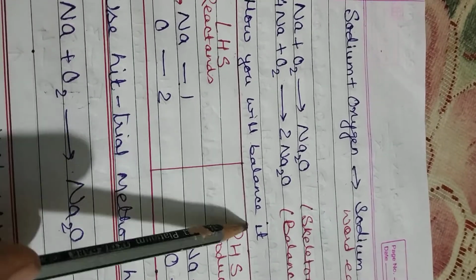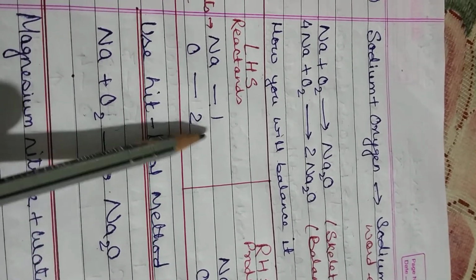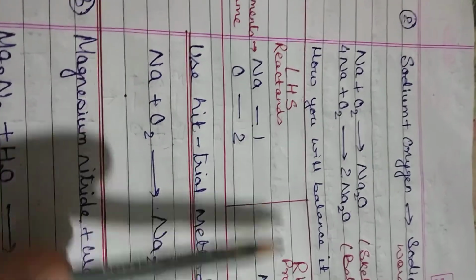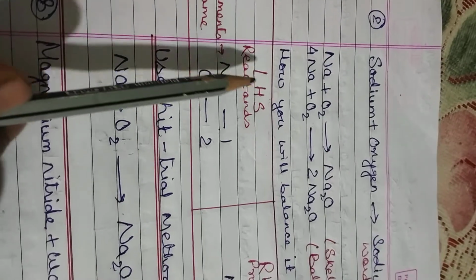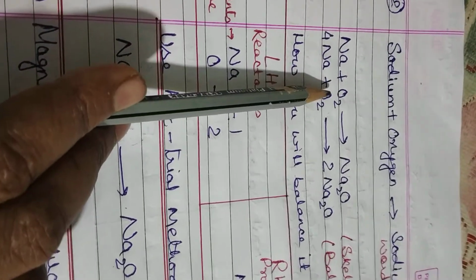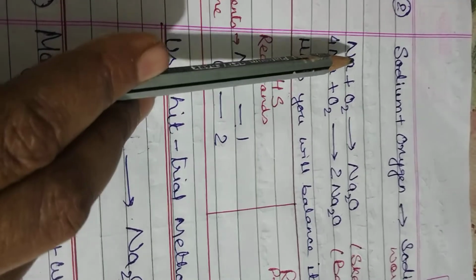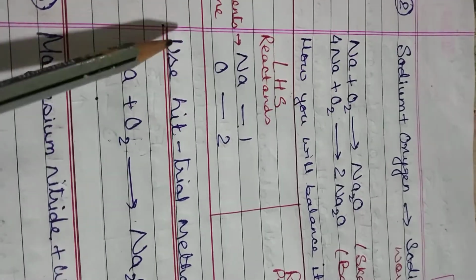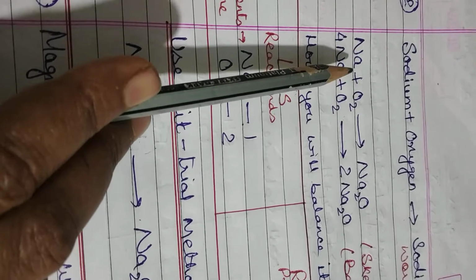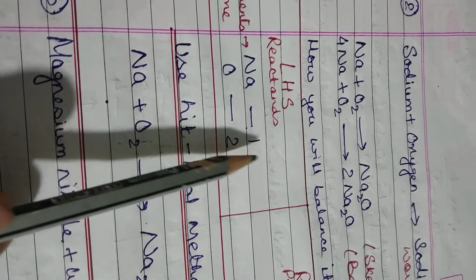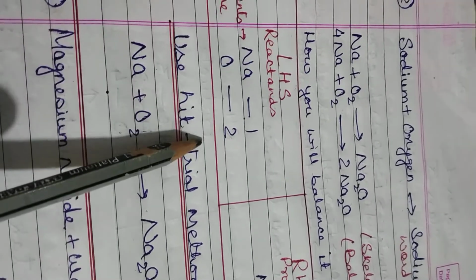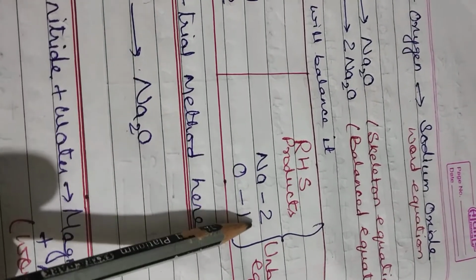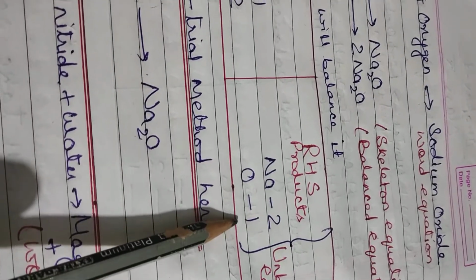Now how will we balance it? Same procedure is here also. Write on the left hand side and right hand side the element's name which is present on your left hand side. Here sodium is present, so we will write the sodium symbol here, and oxygen here. Now you will count the number of atoms here. Sodium has 1 only, oxygen has 2 only. Now on the right hand side, sodium has 2 and oxygen has 1.